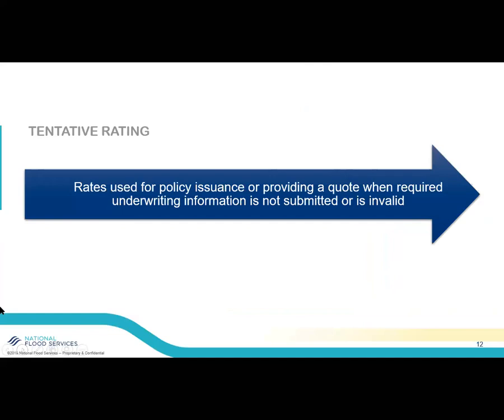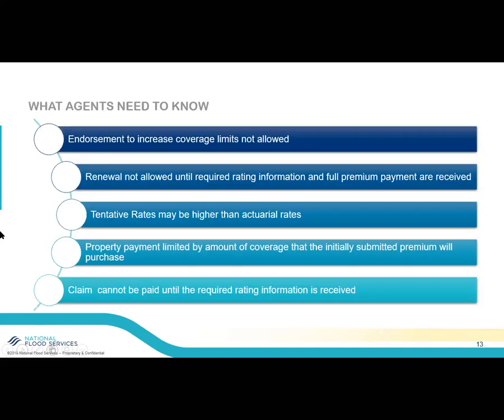Another type of rating, very similar to provisional rated policies, is called a tentative rated policy. While a provisional rated policy is put into place when the elevation certificate is missing, a tentative rated policy is put in place when not all of the underwriting information is submitted. An example would be a structure that's elevated and that has an enclosure. If there's no documentation or information on that enclosure, the policy can be put in place with the tentative rates until that underwriting information is obtained.